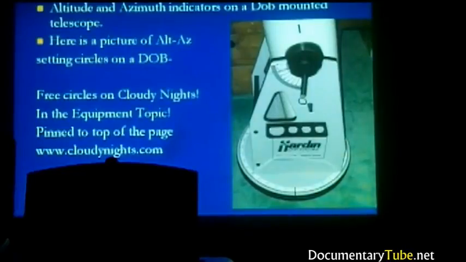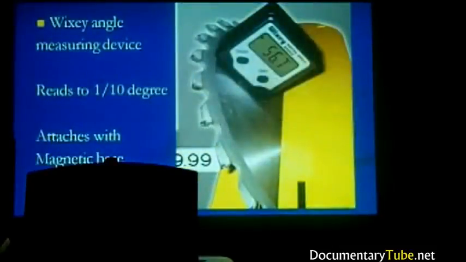Okay, so does anybody have any questions about the setting circles, right ascension, declination, altitude, azimuth? Everybody okay with that? All right. Let's see what we've got here.